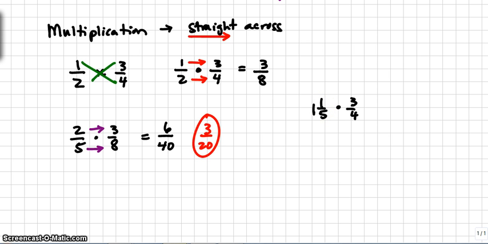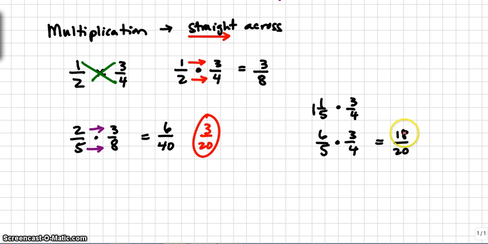So using our method from before, we say 1 times 5 is 5, plus 1 is 6. So really the problem that we're going to do is 6/5 times 3/4. When you multiply straight across, you're going to get 18 on top and 20 on the bottom.